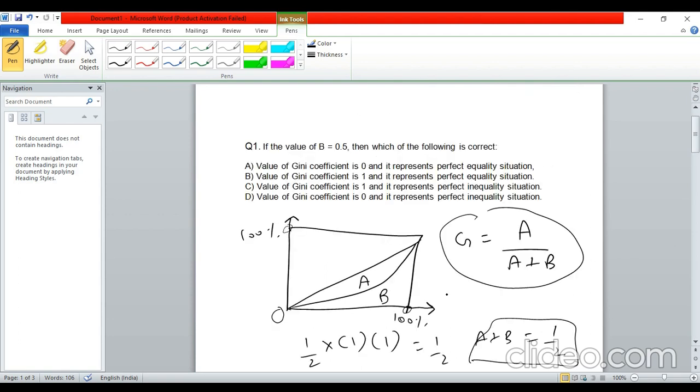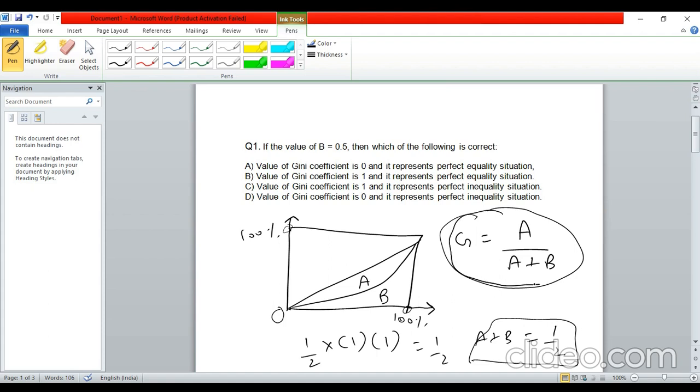So one part of the question is solved, that is the value of the Gini coefficient is coming out to be 0. So option B and option C are automatically eliminated. Now, when G is 0, what does it mean? Also, don't remember this. I will suggest you to not remember what G equal to 0 represents and what G equal to 1 represents, because you may commit some silly mistake here. Just try to think conceptually.